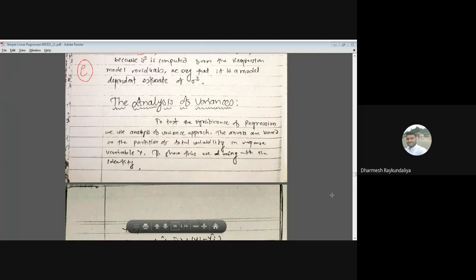You can make the histogram of residuals, and you can make the normal probability plot of the residuals. If all the points are covered by the line in the normal probability plot, then you say that the residuals follow the normal distribution. You can also use the Shapiro-Wilk normality test, which is available in R, or you can use the Kolmogorov-Smirnov test to see whether the residuals follow the normal distribution or not.